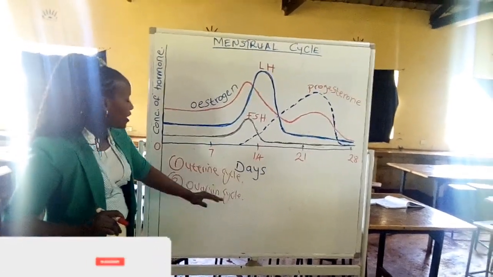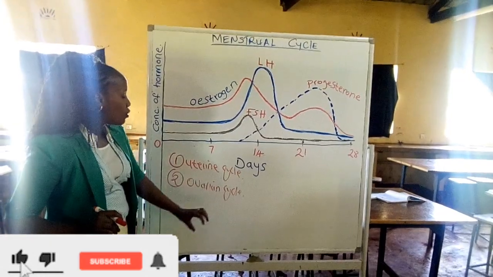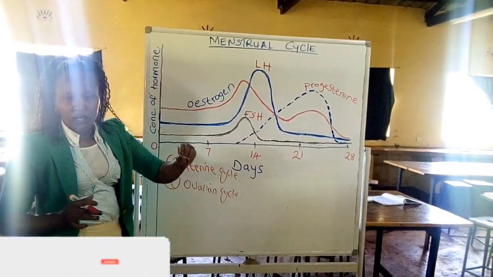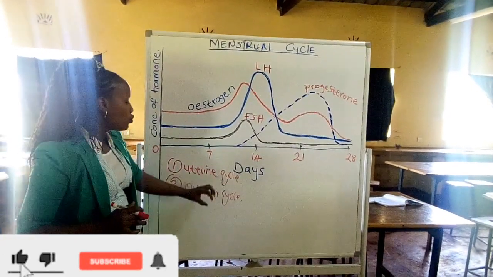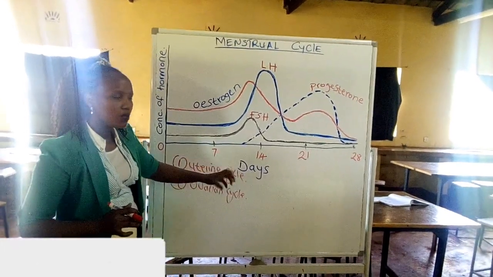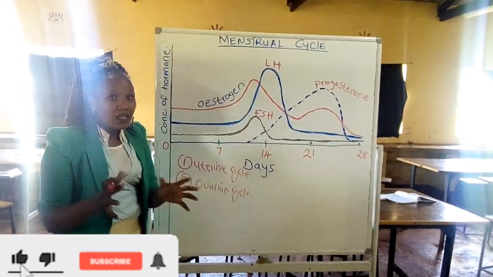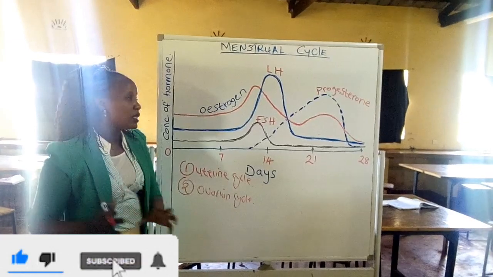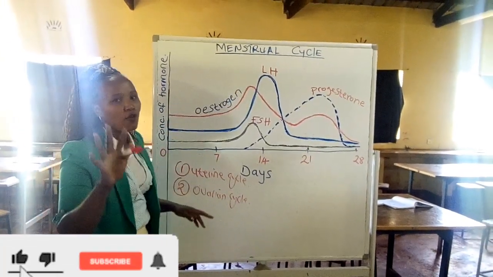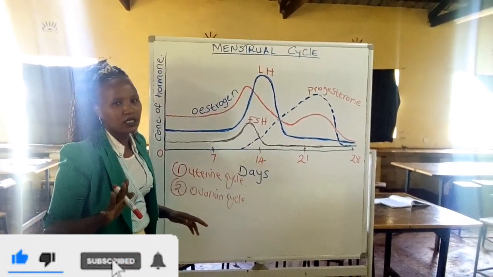When we talk of the ovarian cycle, we are talking of the phase whereby the Graafian follicle matures into an ovum that is released for fertilization. And again, for a better and more elaborate understanding, I'm going to discuss the menstrual cycle in 4 different phases.